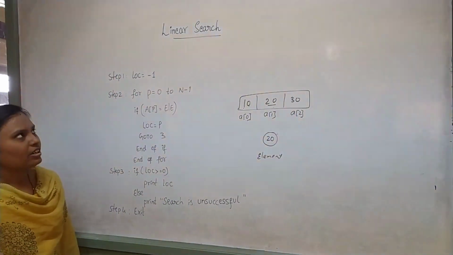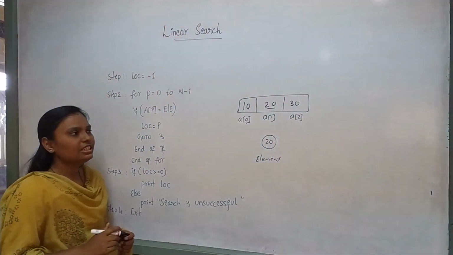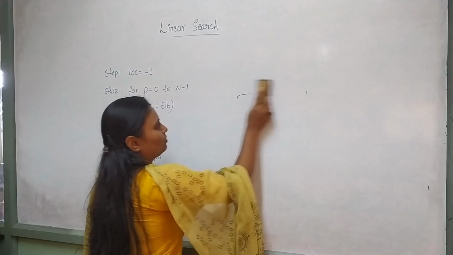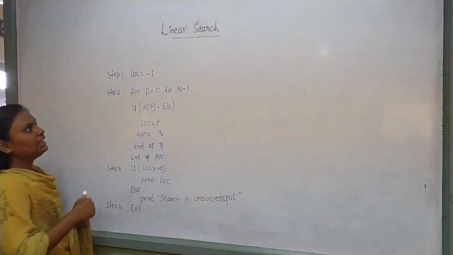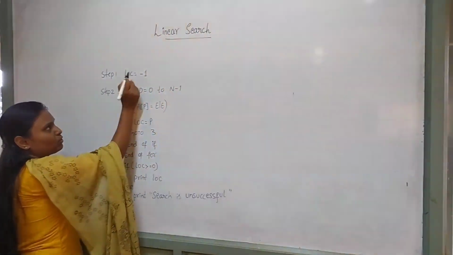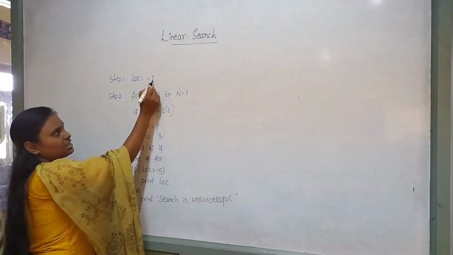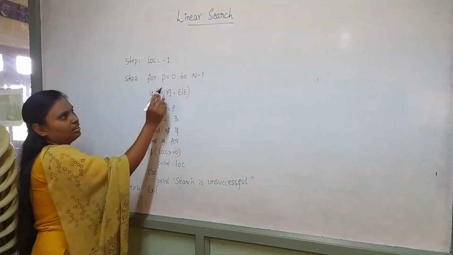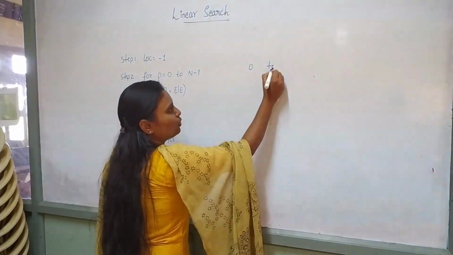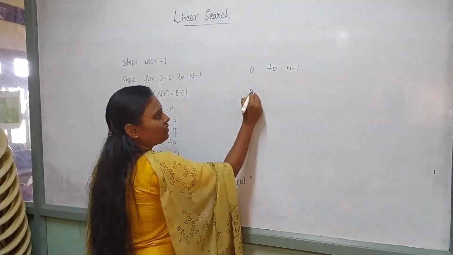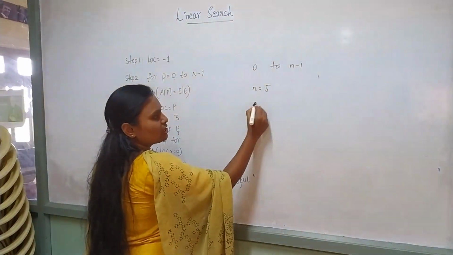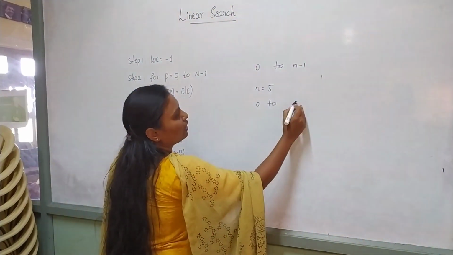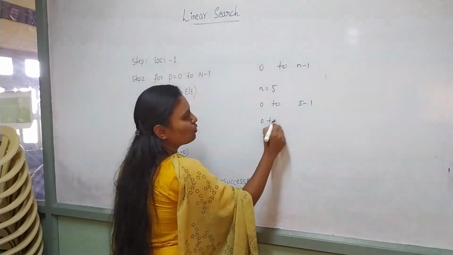How does linear search work? Linear search means we are searching for the element in sequential order or in linear form. This is the algorithm for linear search. Step 1: set the location to -1. Here, for p is equal to 0 to n minus 1. It means the array ranges from 0 to n minus 1. For example, if n is 5, it is 5 minus 1, that is 0 to 4.